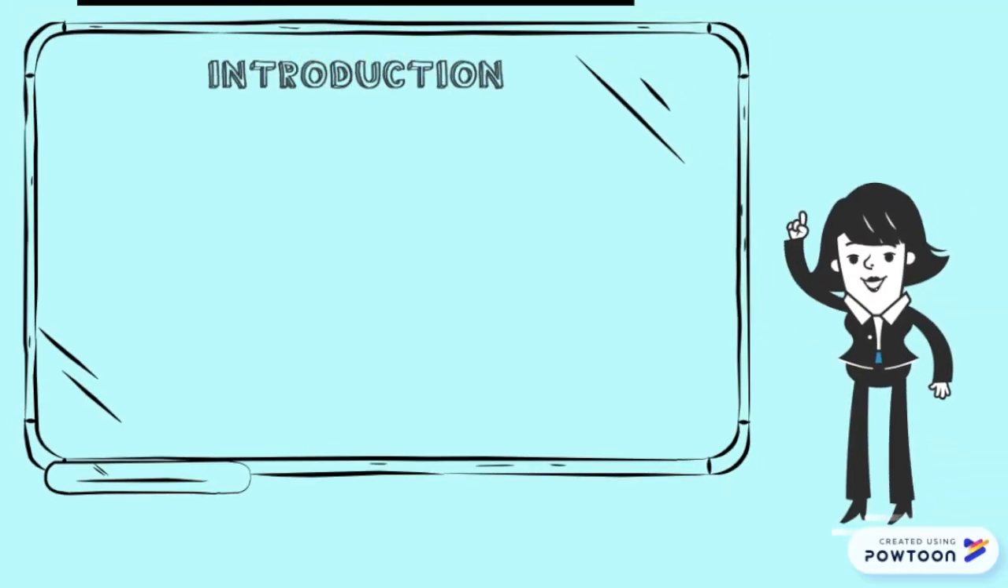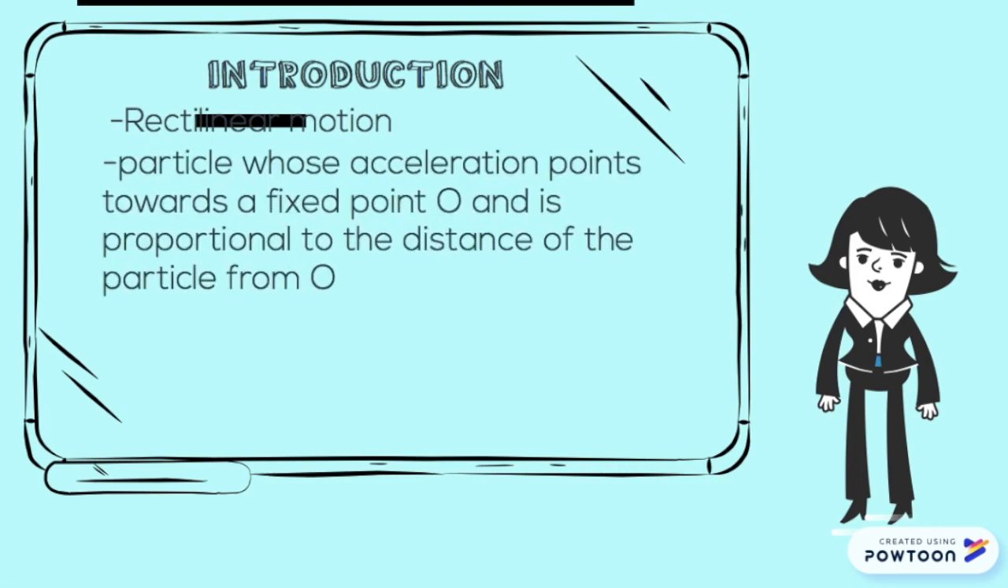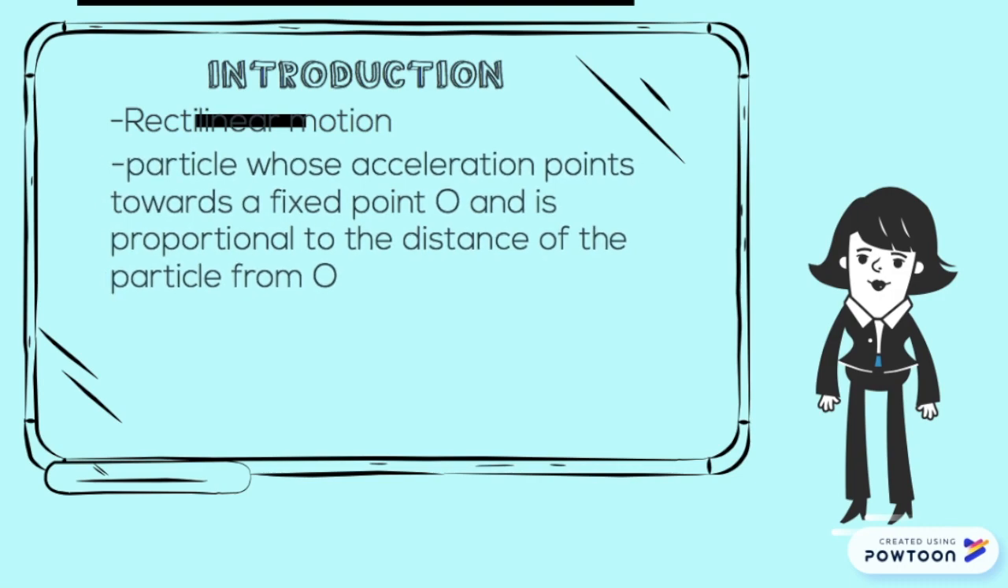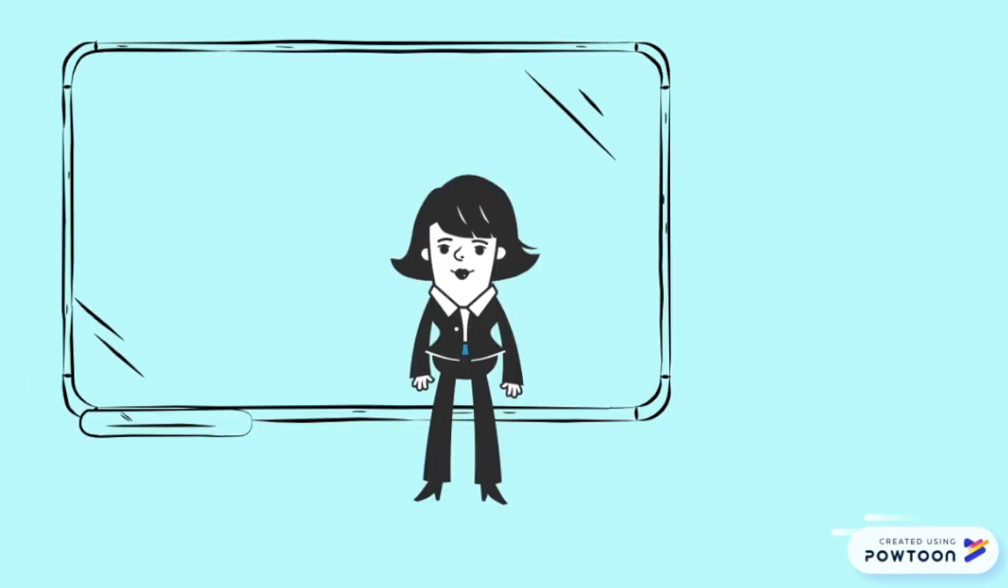Simple harmonic motion is a particular type of rectilinear motion. It arises when we consider the motion of a particle whose acceleration points toward a fixed point O and is proportional to the distance of the particle from O. Hence, the acceleration increases as the distance from the fixed point increases.